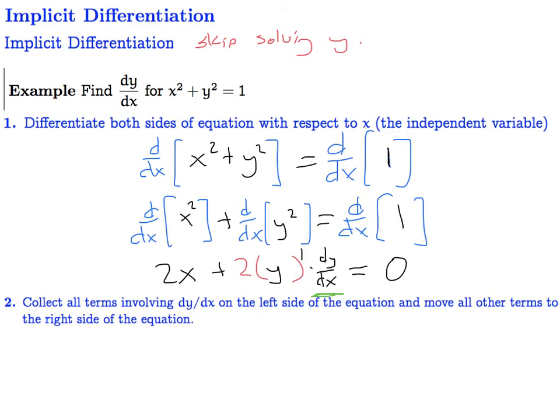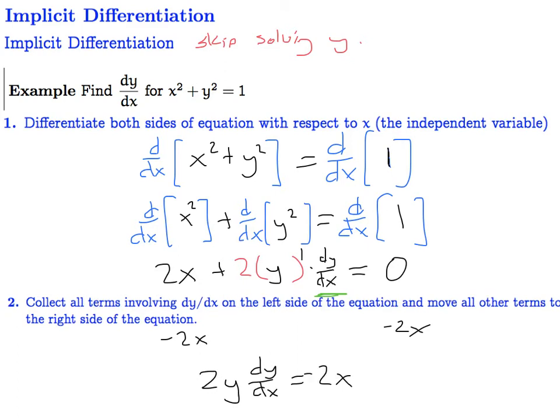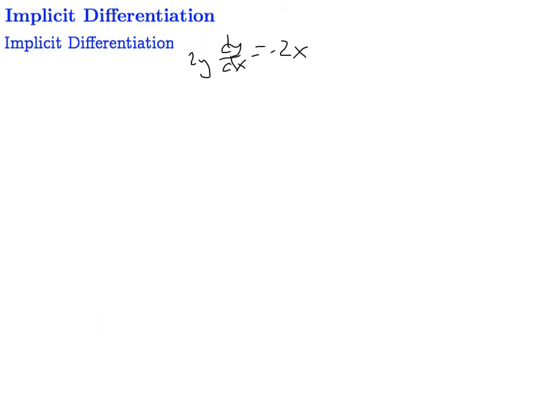If we see here, we have this 2x over here. We need to move it over to the right by subtracting it from both sides. So we'll subtract 2x from both sides, and we'll end up with a simplified equation: 2y dy over dx is equal to negative 2x. Here I've copied my equation up on the top of this page so far. So it's still 2y dy dx is equal to negative 2x.